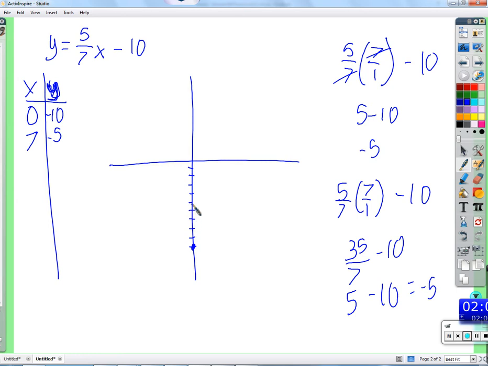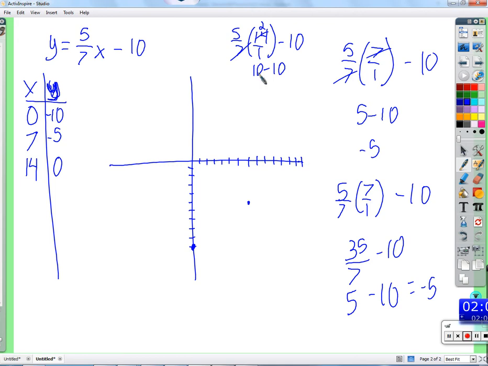What would be 14? 14 would also be easy, because it's also a multiple of 7, and it's going to cancel out the denominator of 7. Here we got 5 sevenths times 14. The 7 cancels, so we get 5 times 2, that's 10. Minus 10, that's 0. So that's 14. Well, that's just another 7, right? 1, 2, 3, 4, 5, 6, 7.